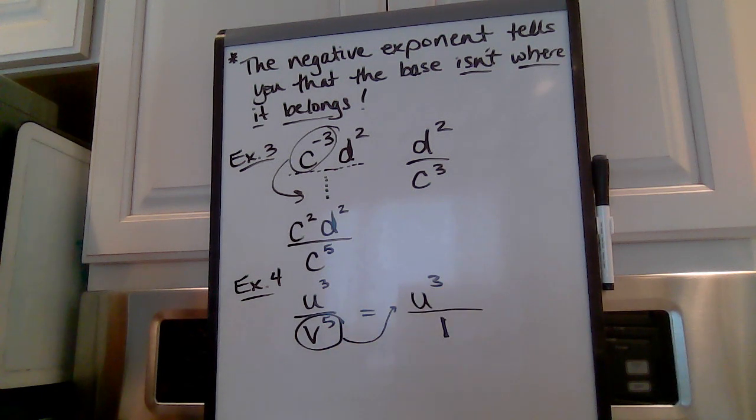It stays u to the +3. But this v is in the denominator, and we need to represent that it's in the denominator by moving it from the denominator to the numerator and making that exponent negative to remind us that it really belongs in the denominator. And if you were going to write this without a fraction at all, of course, it would be u to the third v to the -5th. That over 1 is just the extra stuff that we don't write. Thank goodness, because who wants to write all that?